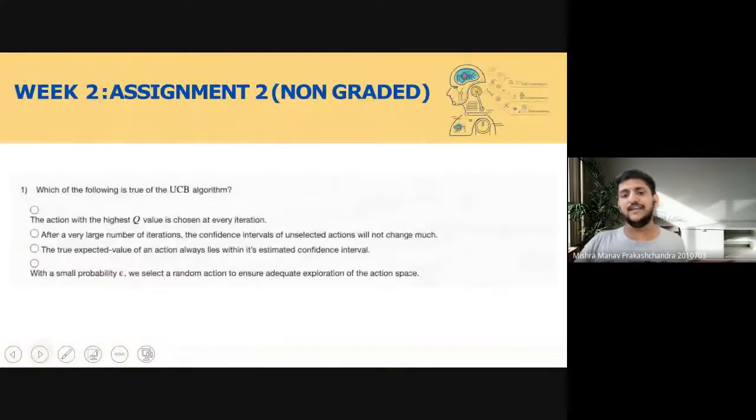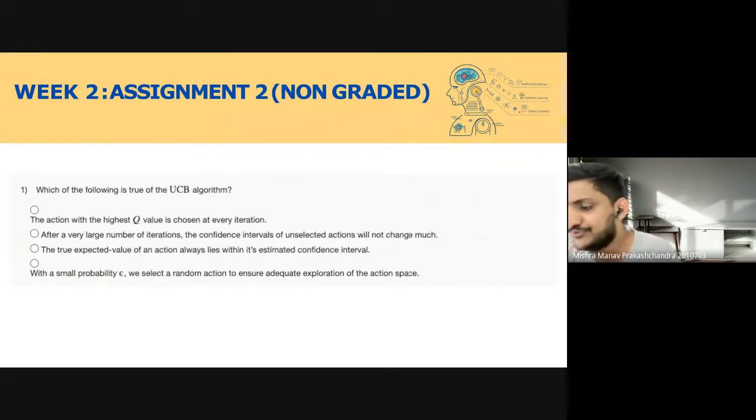Yeah, I think this was roughly what was covered in week two. Now, what I'll do is I'll quickly solve the four assignment questions, and I'll get to the coding part in the last 10 minutes. So I have 3 minutes. I'll complete the non-graded assignment.